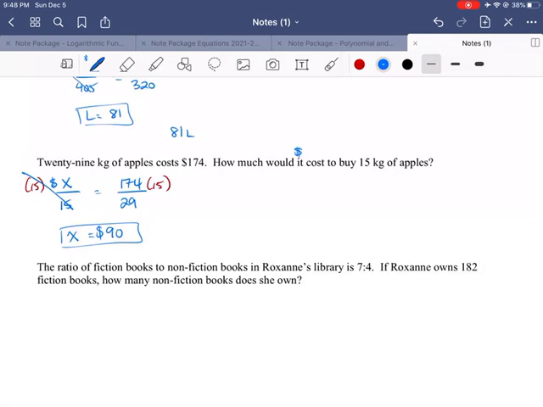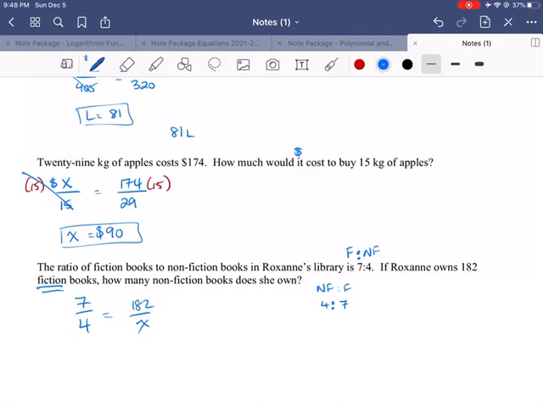The ratio of fiction books to nonfiction books in Roxanne's library is 7 to 4. So we have fiction to nonfiction. If Roxanne owns 182 fiction books, how many nonfiction books does she own? So here you could do 7 over 4 is equal to 182 over X. Now one thing to note here, if we reverse the order, if you compare the nonfiction books to fiction, that would reverse your proportion statement.